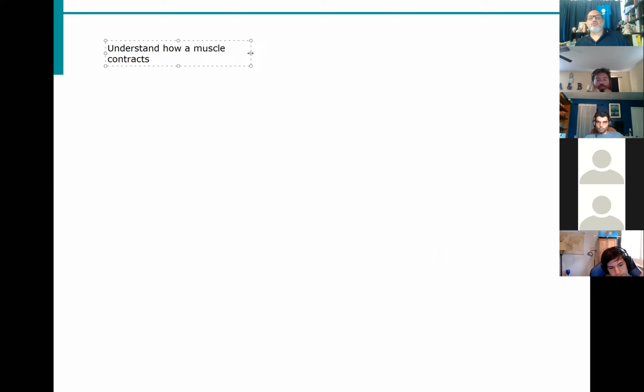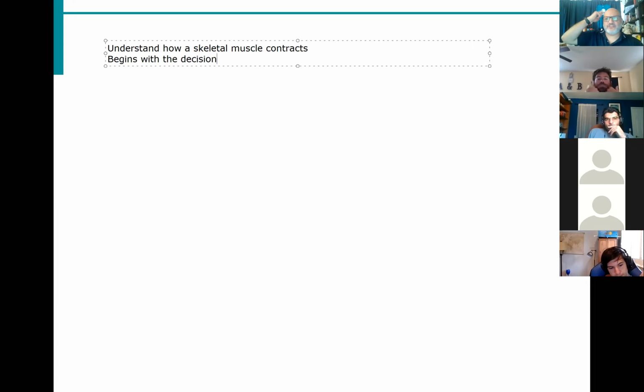And we are going to do this all the way from the very beginning. And again, let's be precise. How a skeletal muscle contracts. Where does the skeletal muscle contraction begin? In the brain. Yeah. This is a voluntary action. I make the decision in my brain first. So we are going to go all the way from the decision to the point where the part of the body moves through space.